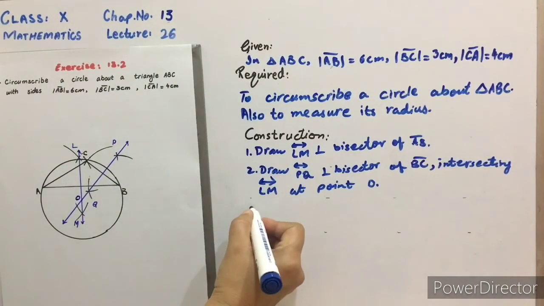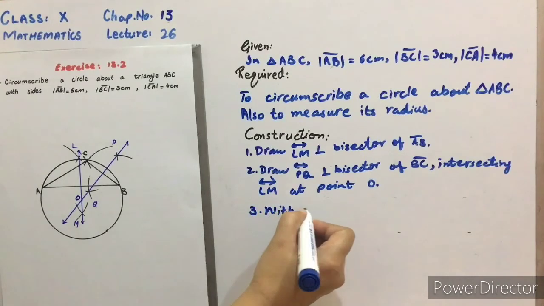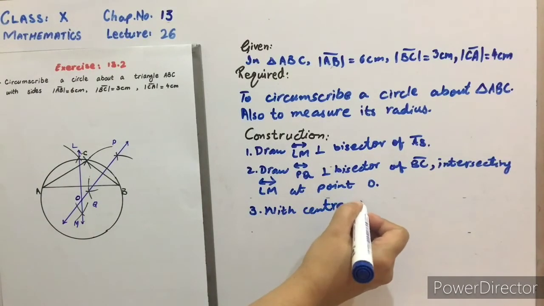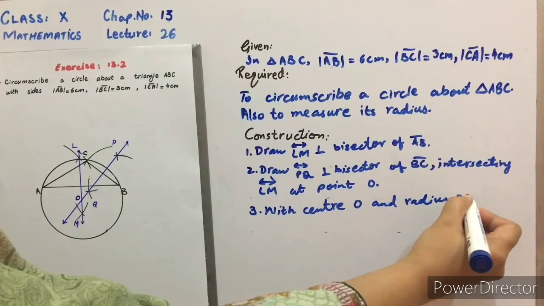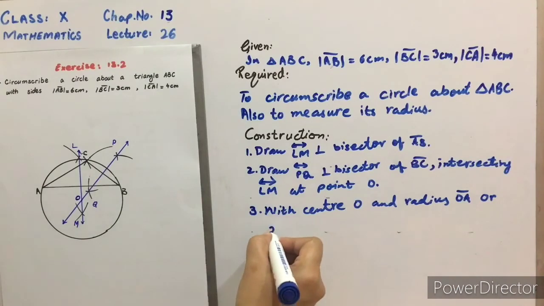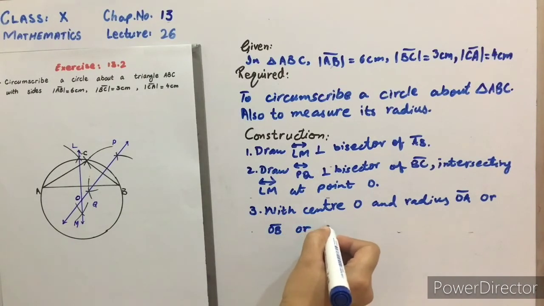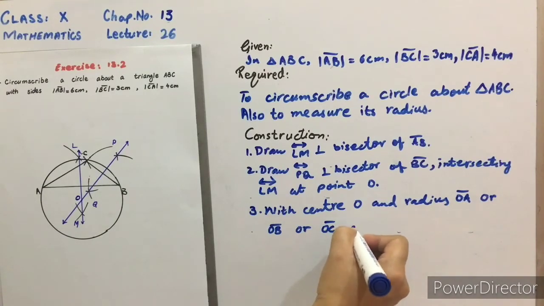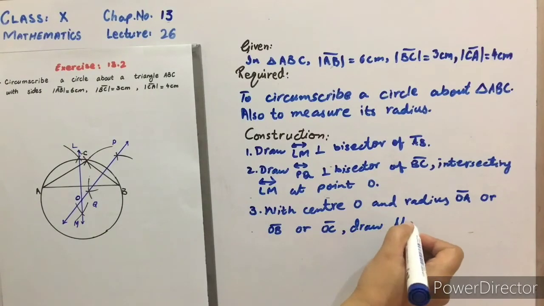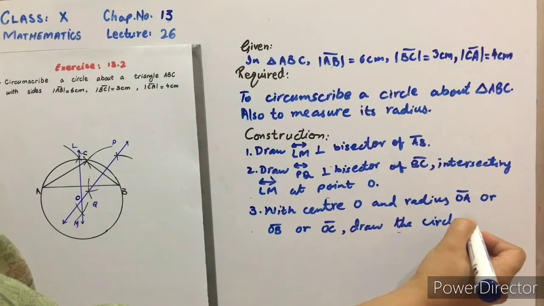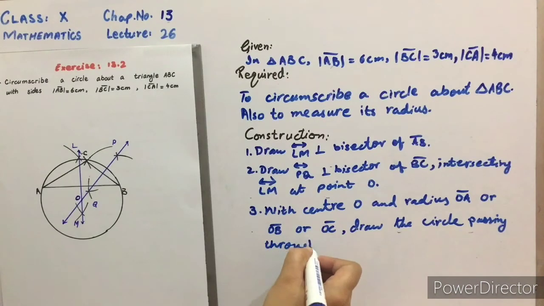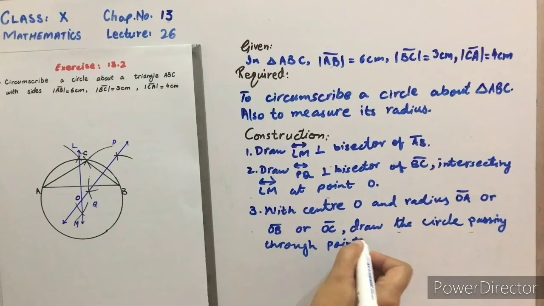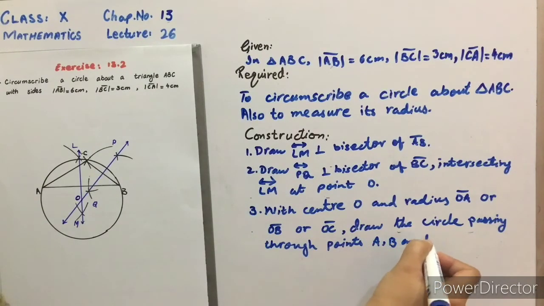We will note here. Step number 3: with center O and radius OA or OB or OC, draw the circle passing through points A, B and C, which are the vertices of the triangle ABC. So our circle is formed.